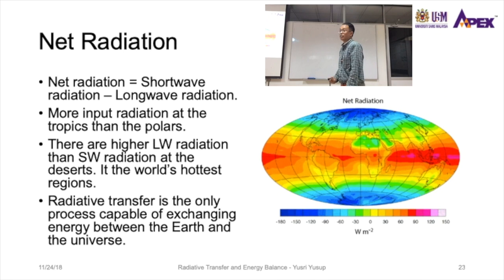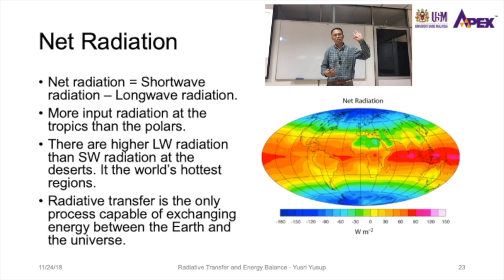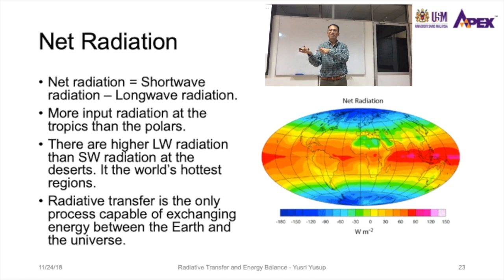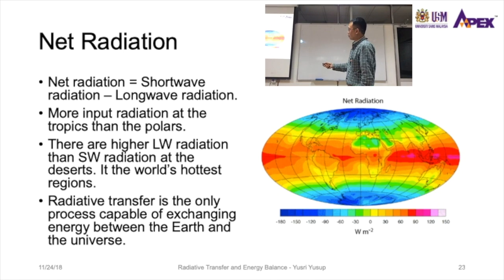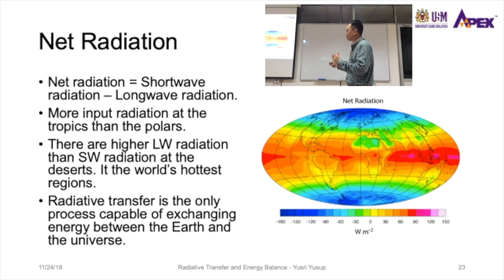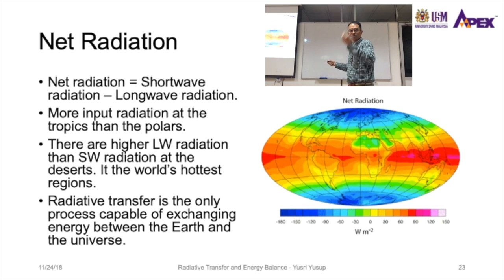Now this is the net radiation. Net radiation is just the shortwave minus the longwave. There is more input radiation at the tropics than at the poles. That means we see higher amounts of energy being absorbed here because there's less longwave being removed from the Earth.